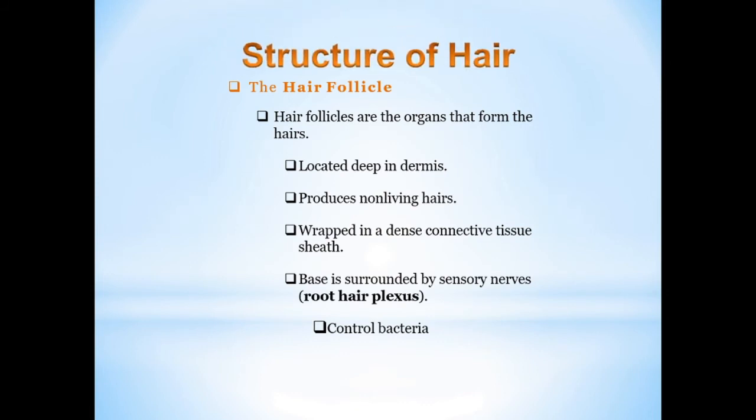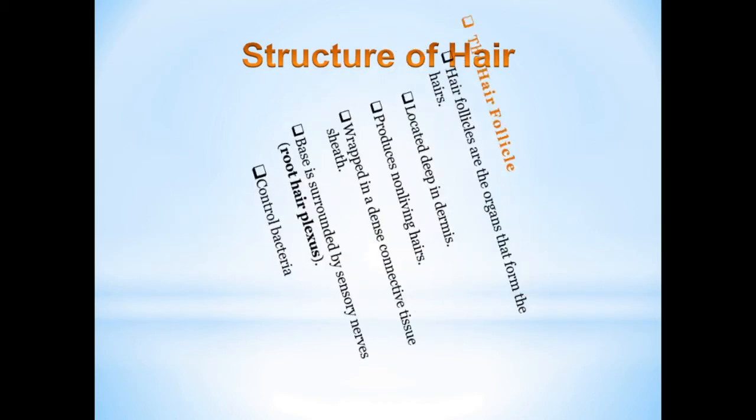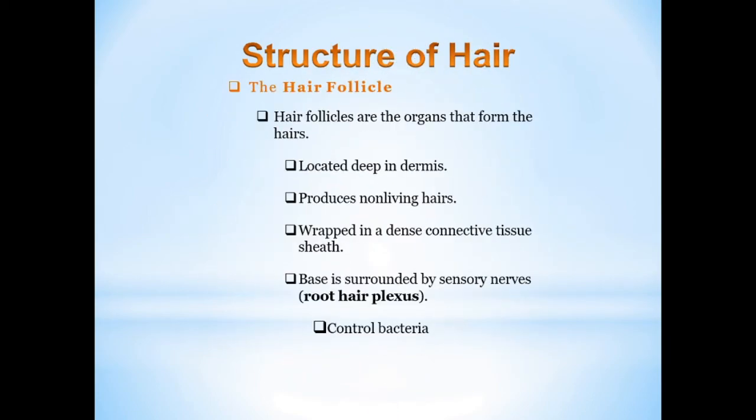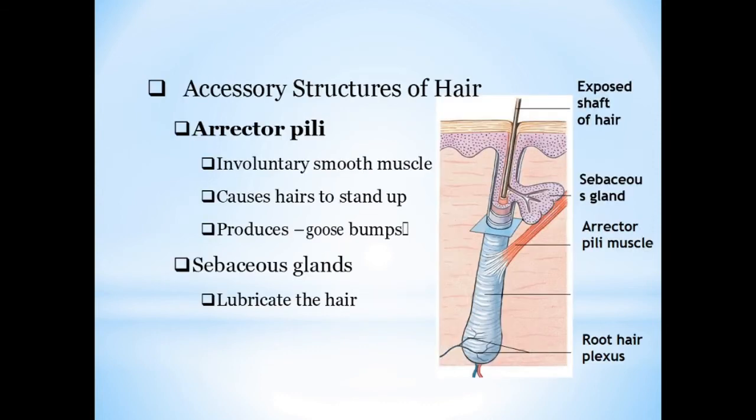Now we will see the structure of hair. The hair follicles are the organs that form the hairs. These are located deep in the dermis and produce non-living hairs. These are wrapped in a dense connective tissue sheath, and the base of this hair follicle is surrounded by sensory nerves which are called the root hair plexus. This hair follicle controls the infection of bacteria. This is the structure of hair.